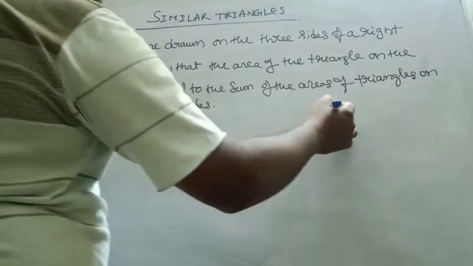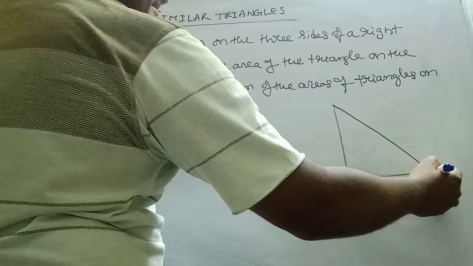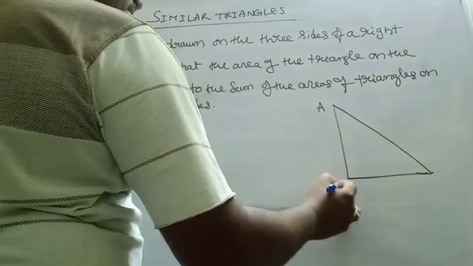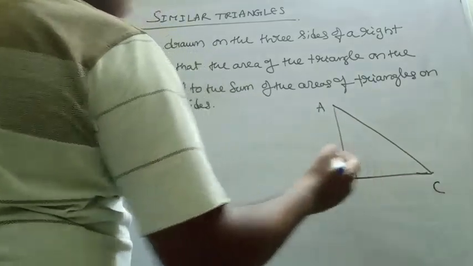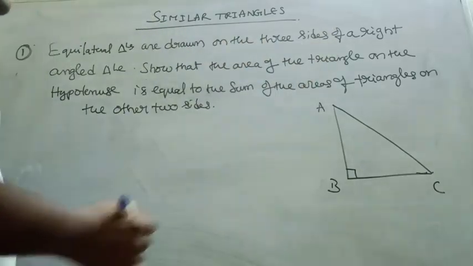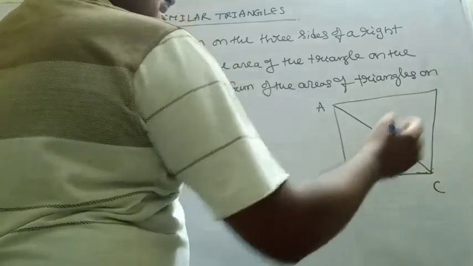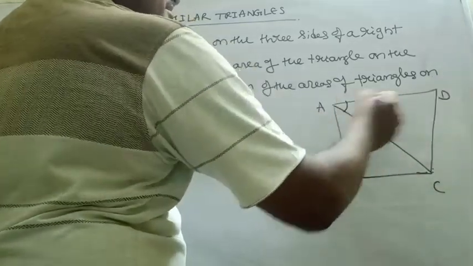That means, my dear students, we are having a right angle triangle like this, A, B, C. This is a right angle triangle. Equilateral triangles are drawn on the 3 sides of the right angle triangle. Now I am drawing one equilateral triangle like this. Let us call this D. This is an equilateral triangle like this.